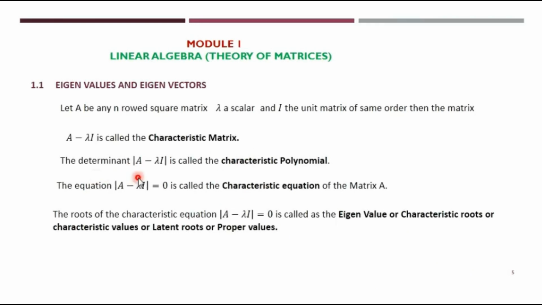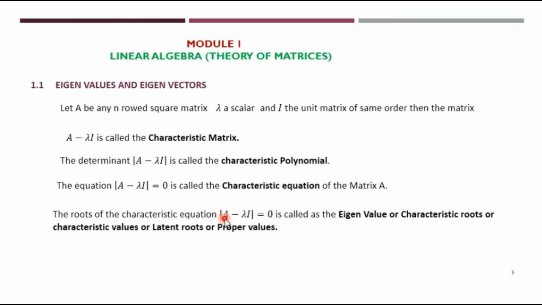Determinant of A minus lambda I is called the characteristic polynomial, and determinant of A minus lambda I equal to 0 is the characteristic equation. The roots of this equation are called the eigenvalues or characteristic roots, or characteristic values or latent roots or proper values. The whole chapter deals with eigenvalues and eigenvectors only. Okay, we have 3 main topics, and everywhere we have to calculate the eigenvalues, and in some cases eigenvectors also. Okay?